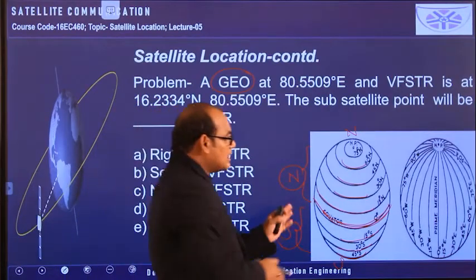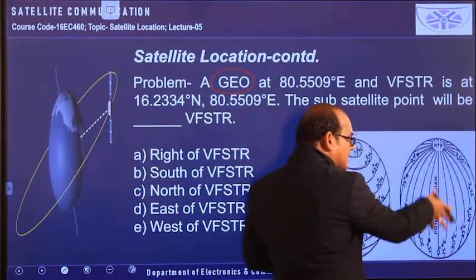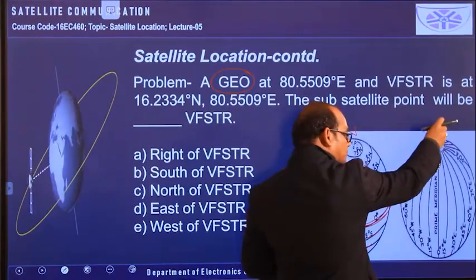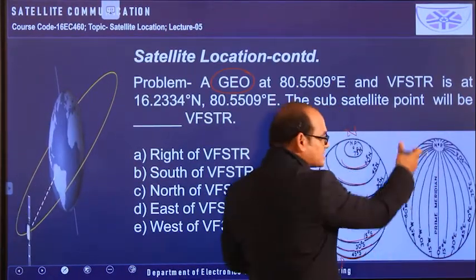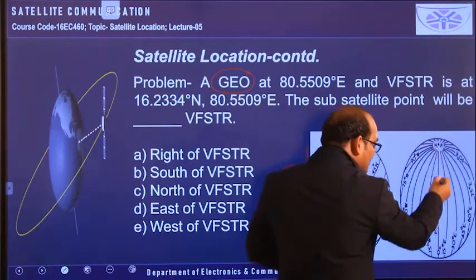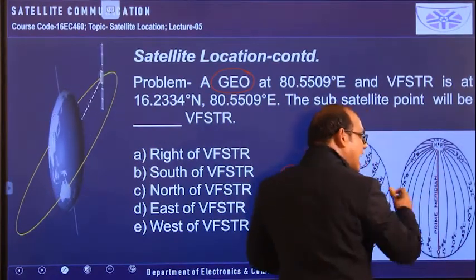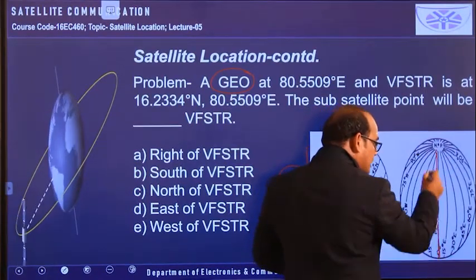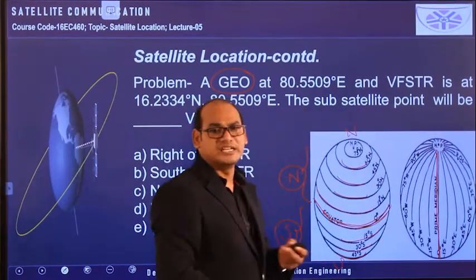Now coming to longitudes. Longitudes are imaginary lines only, but they originate from the north pole and end at the south pole. Like this we can see. And here the middle one is called the prime meridian. All meridians are longitudes, but this middle one is called the prime meridian, which is at 0 degrees only.